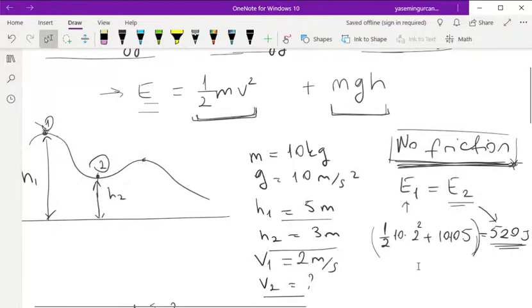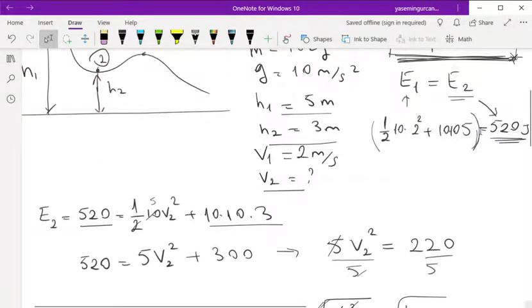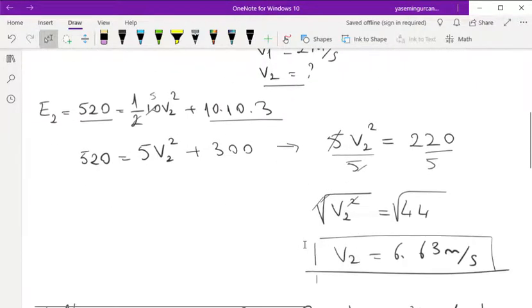So it was 2 at the beginning, right? I calculated my total energy with the initial velocity of 2 meters per second at point 1, and it became 6.63 at point 2, while its potential energy reduced from 500 to 300, and its kinetic energy increased from 20 to what is that? It's like 220, I think. If you calculate it with this velocity, you would find that, I think.